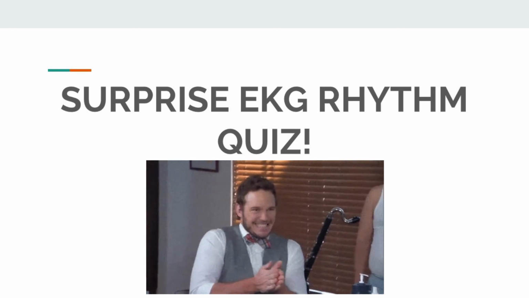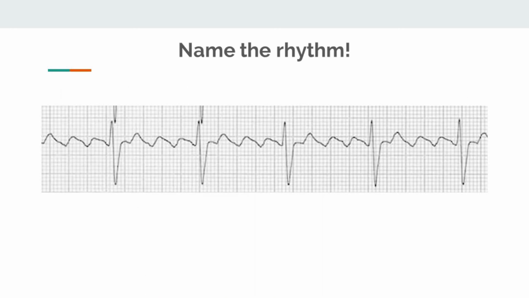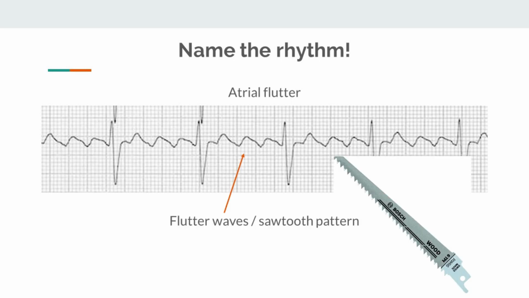And now it's time for a surprise EKG rhythm quiz. So if you're ready, let's start with this one. Which rhythm do you see on this EKG? So this one is atrial flutter. The easiest way to tell is by being able to recognize a sawtooth pattern, which are the P waves that are firing off due to a closed loop circuit.